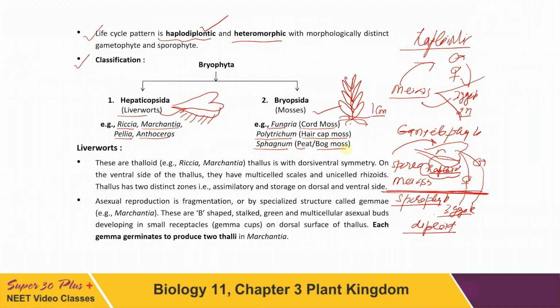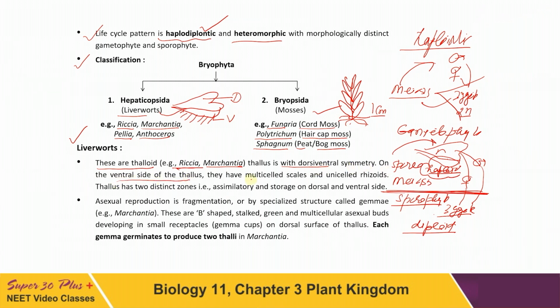Now we have to see the two major divisions of bryophytes. One is liverwort, details of this. As I told you, in liverworts, Hepaticopsida, the plant body is thalloid. The two important examples we have here are Riccia and Marchantia. That is the thallus. This has dorso-ventral symmetry. The upper side is known as the dorsal side, and the ventral side is the lower side. That is dorso-ventral symmetry. It is just like a flat structure.